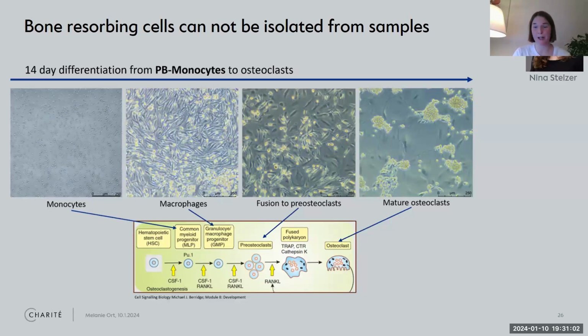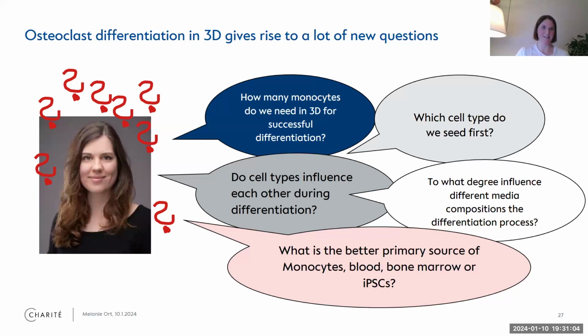But when you do this kind of work, a lot of new questions arise. So actually, Nina came up with a lot of different questions when she was working with the 3D environment and the chip and the osteoclasts. Like, for example, how many monocytes do we need? Because they differentiate into osteoclasts later on, right? Which cell type do we seed first? How does media influence all of this? And how do other cells, like the bone-forming cells, the osteoblasts, and the mesenchymal stromal cells, play into this whole thing?